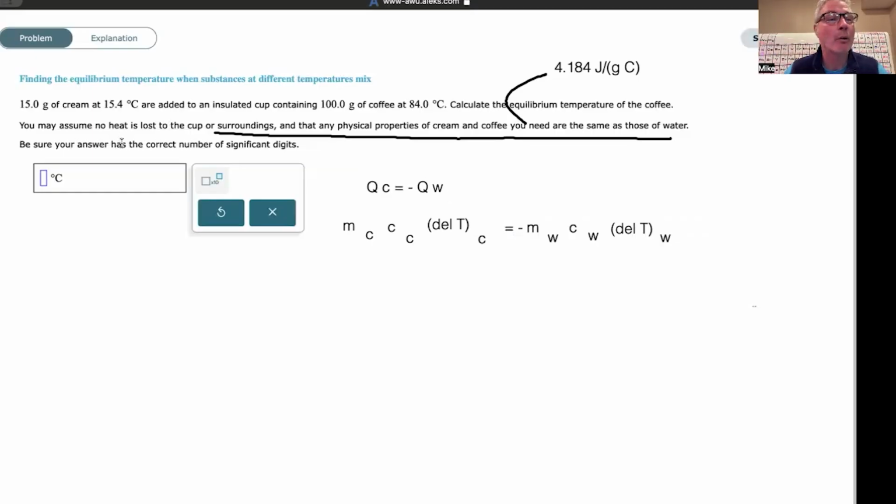Then they say, okay, you can assume that both are going to be the same characteristics of water. So that means we get lucky. We only have to put in here, we could just say they're equal. You could put 4.184 on both sides if you wanted to make life a little more difficult for yourself. I don't want to do it.